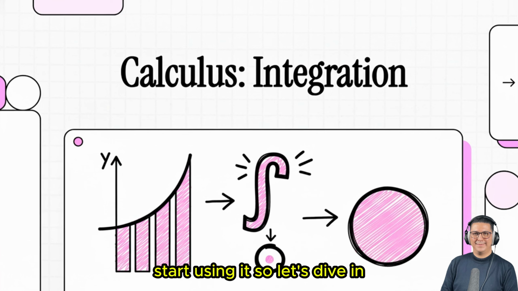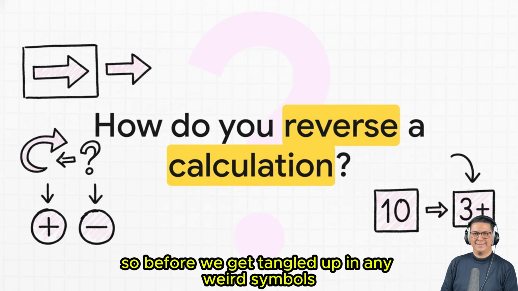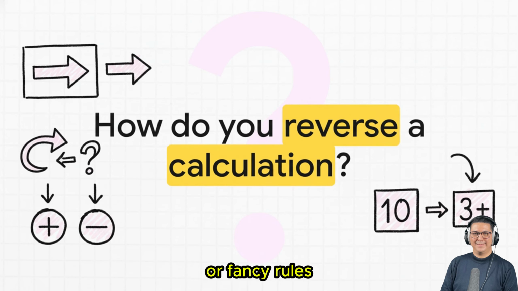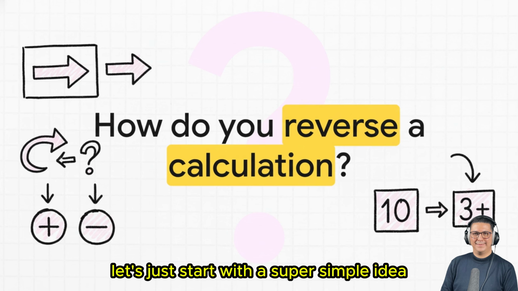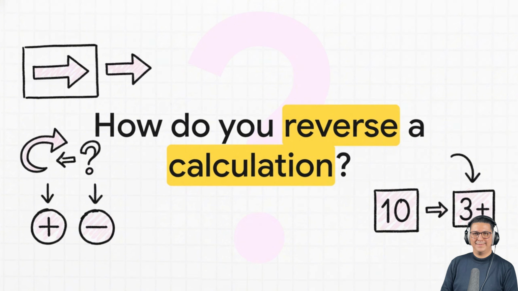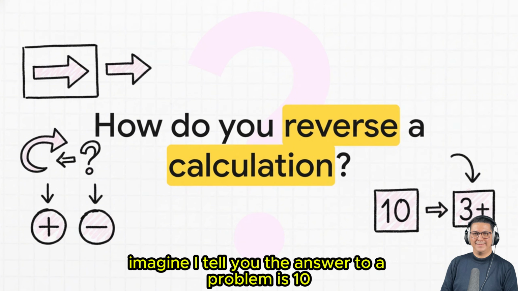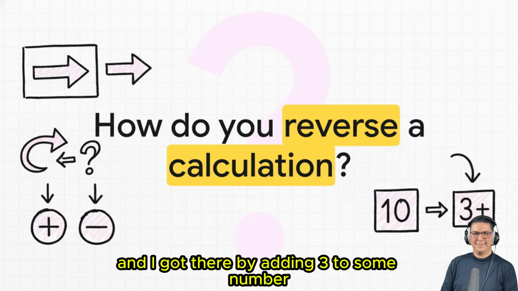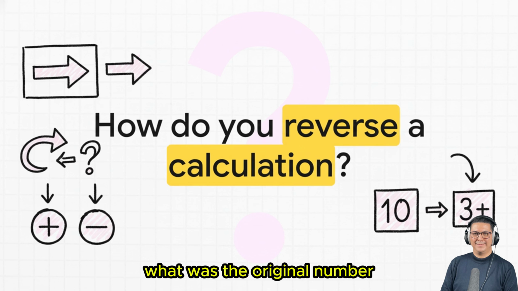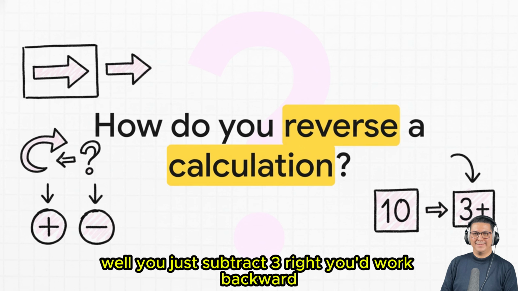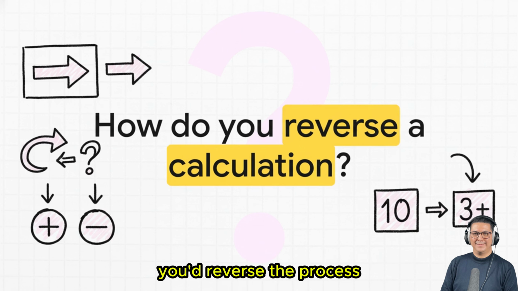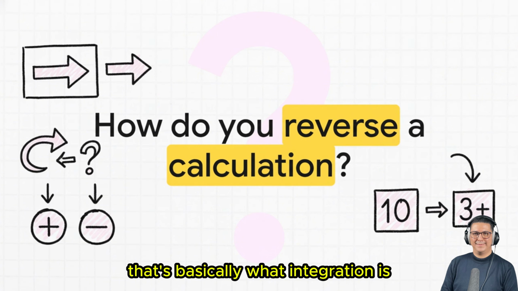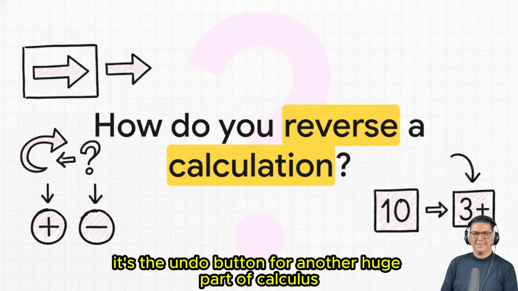So, let's dive in. Before we get tangled up in any weird symbols or fancy rules, let's just start with a super simple idea. Imagine I tell you the answer to a problem is 10, and I got there by adding 3 to some number. What was the original number? Well, you'd just subtract 3, right? You'd work backward. You'd reverse the process. And believe it or not, that's basically what integration is. It's the undo button for another huge part of calculus.